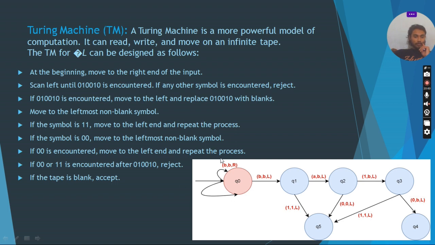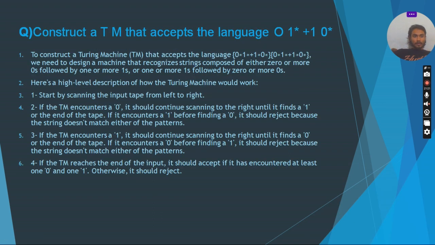Which means we are getting back to the same position. If the symbol is 0 0, move to the leftmost non-blank symbol, which will be 1. If 0 0 or 1 1 is encountered after 0 1, reject. If the tape is blank, accept. If it doesn't have any further steps to go through, it reads blank, accepts, and ends. But if you convert it into a continuation so that it does not terminate, it will go on as long as you don't turn it off.